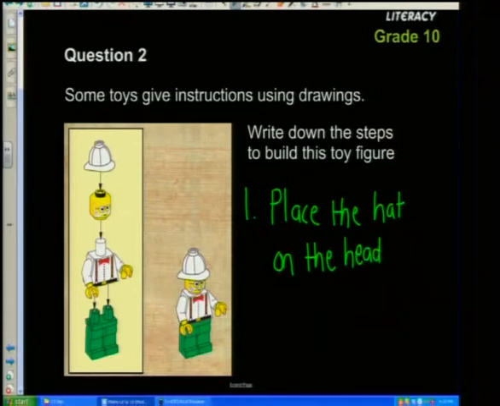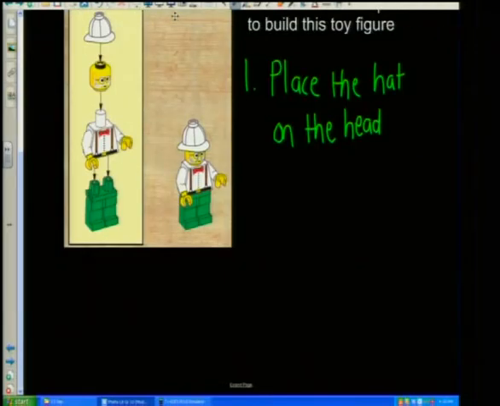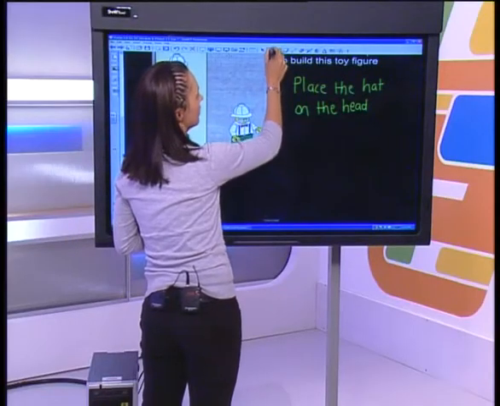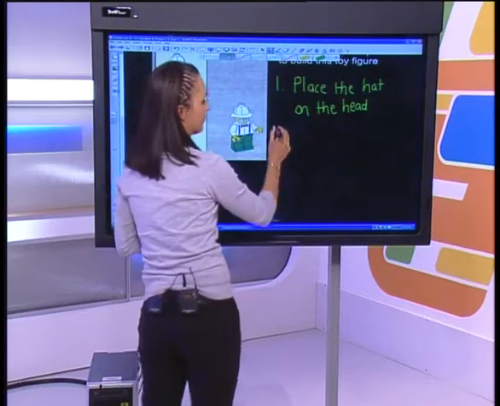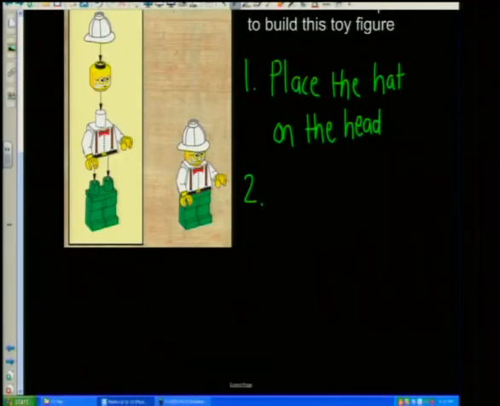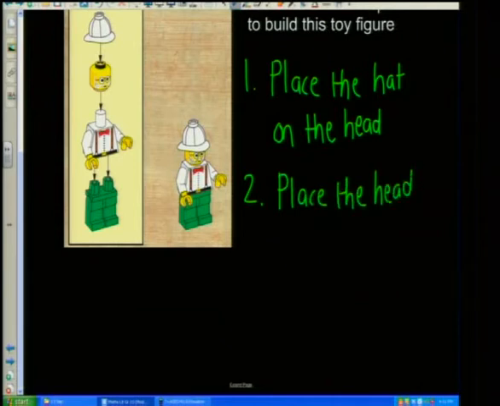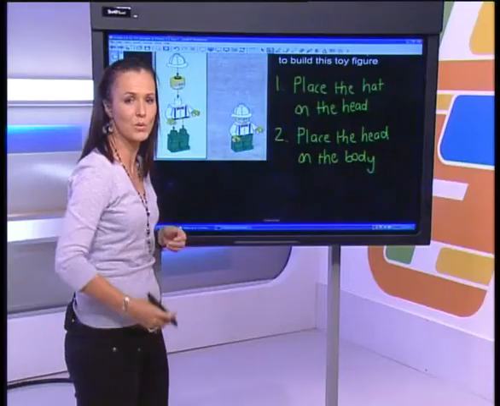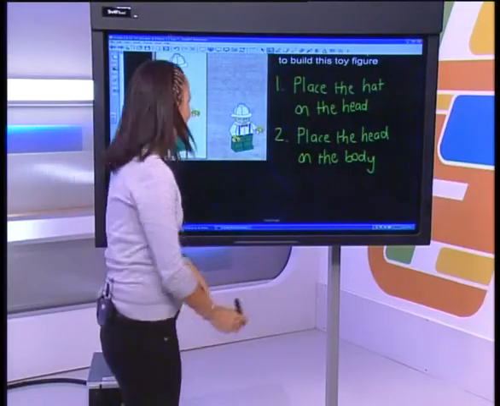Okay, nice and straightforward. Step number 2. So once we've got the hat on the head, we're then going to put the head on the body. All right, so place the head on the body. If you want to write down torso, that'll really impress your English teachers. Torso meaning this part of your body, not your legs.